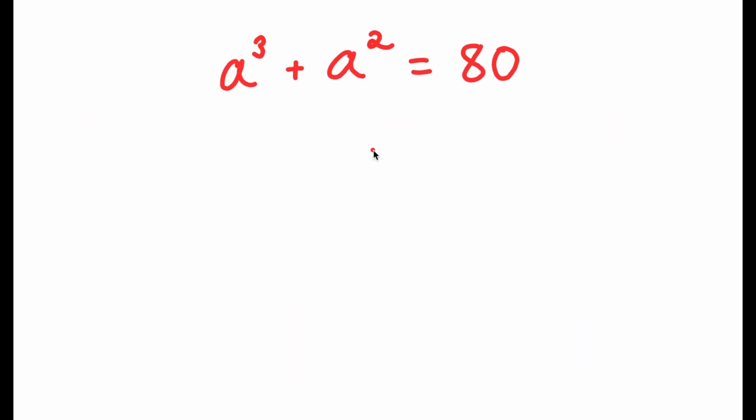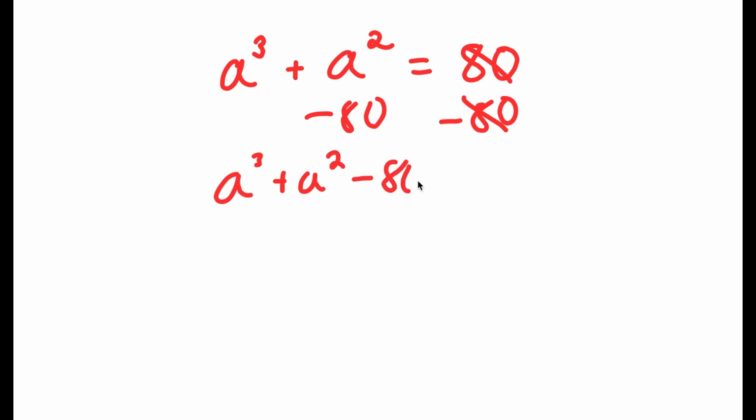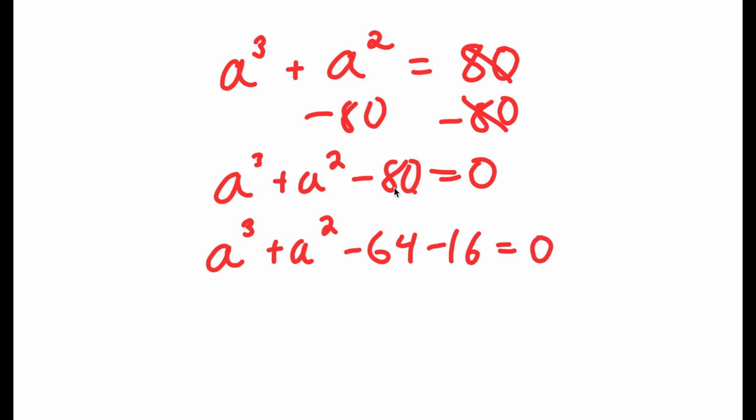Alright, so in this problem, I have a to the power of 3 plus a squared is equal to 80. So to solve this, I'm going to first start by subtracting 80 on both sides. So I get a to the power of 3 plus a squared minus 80 is equal to 0. Now I'm going to rewrite this as a to the power of 3 plus a squared minus 64 minus 16 is equal to 0. So I simply wrote negative 80 as negative 64 minus 16.